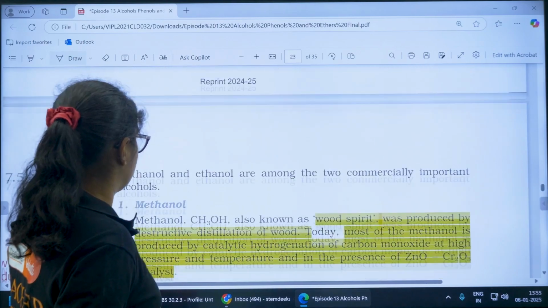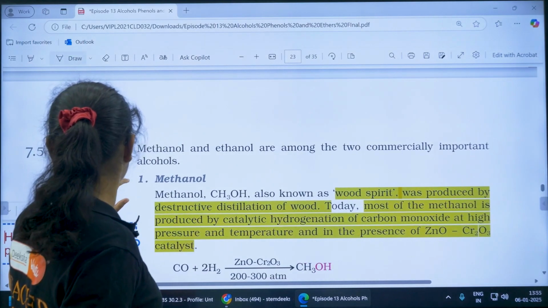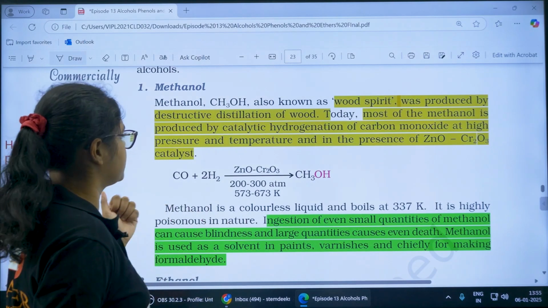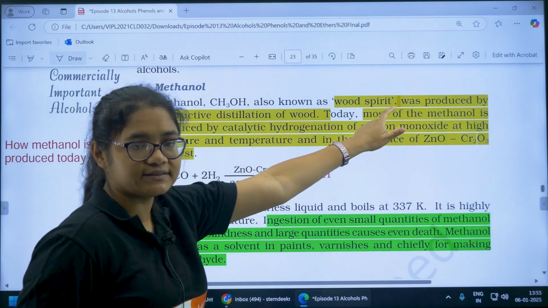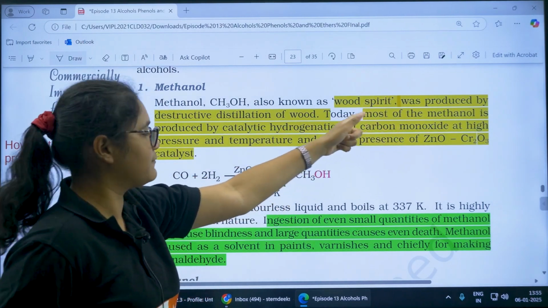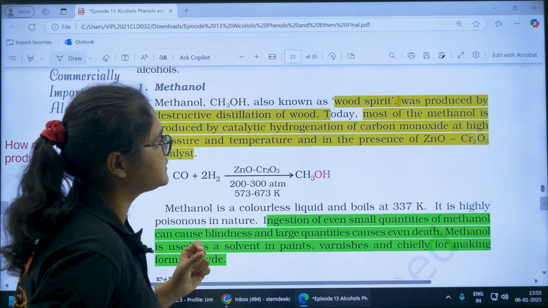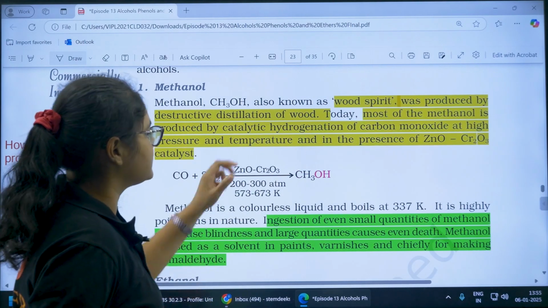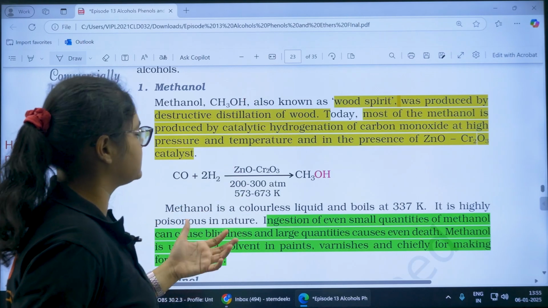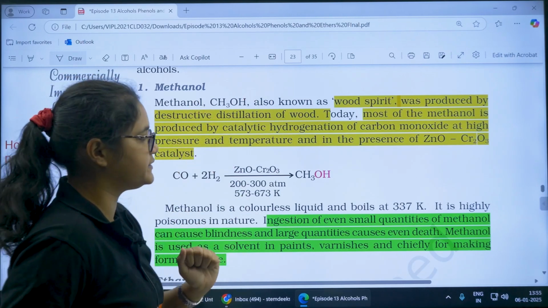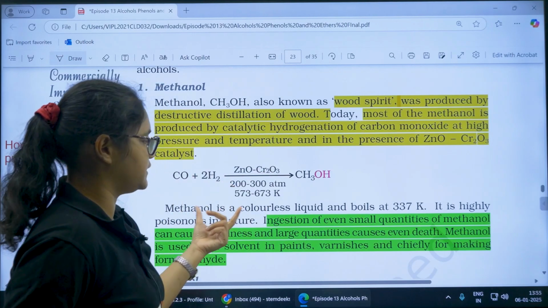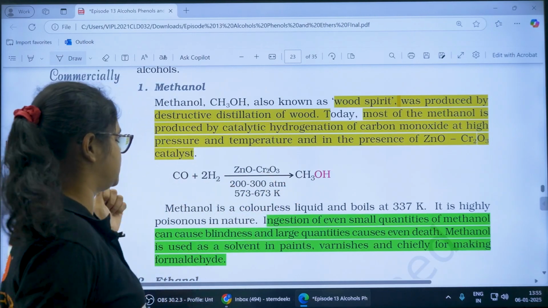Next we will move towards some commercially prepared alcohols. The first one is methanol. First, you should know it is called wood spirit, because it was produced by the destructive distillation of wood. That was the earlier method. Now, how is methanol prepared today? It is prepared by the catalytic hydrogenation of carbon monoxide. This reaction can be a question.